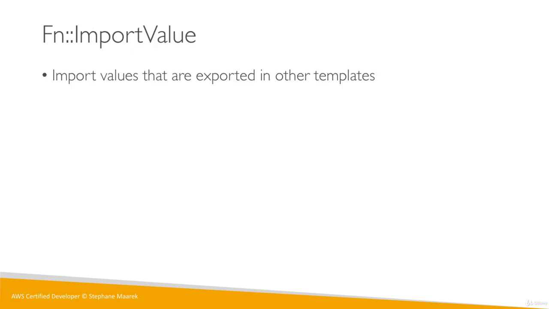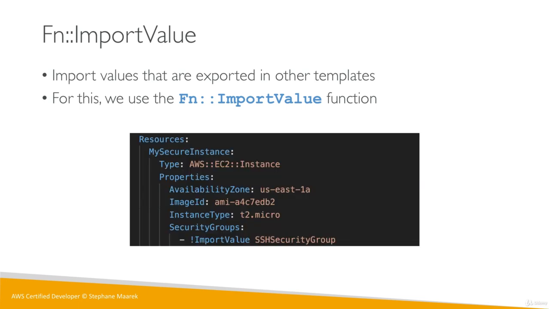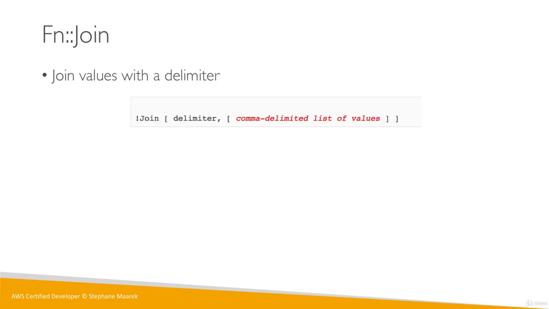ImportValue is to import values that have been exported as outputs in other templates. And for this, we'll use the ImportValue function. So again, remember, when we import a value, we just give the import value name that was exported, and it should work just easy. Now for Join, we haven't seen it yet, but we can join values with a delimiter. So this is the shorthand syntax. We define Join, we give the delimiter name, and then we provide a comma delimited list of values.